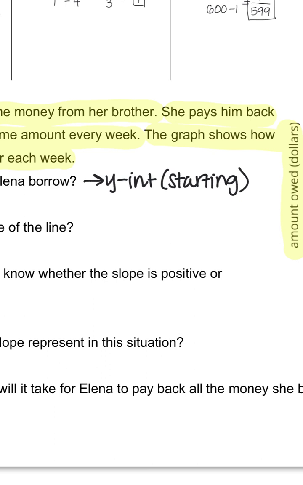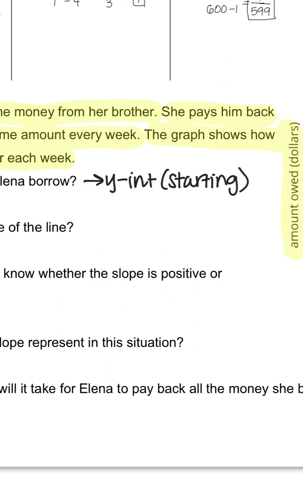So if we look at the way that our graph is set up, we have 1, 2, 3, 4, and then we get to 5. So each tick mark on our y-axis represents 1. So if 15 is right here, we have 16, 17, 18. So she borrowed $18.